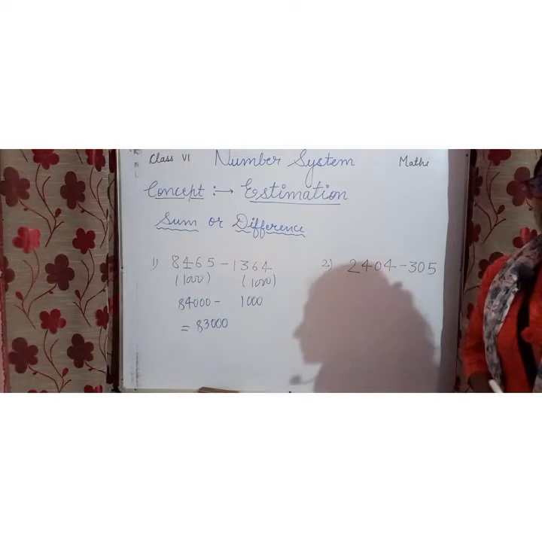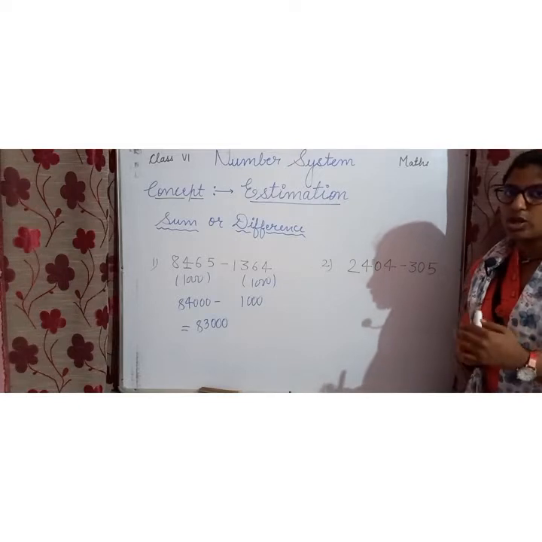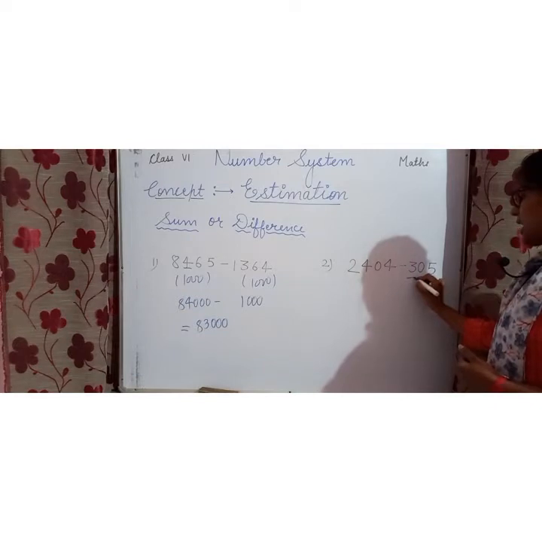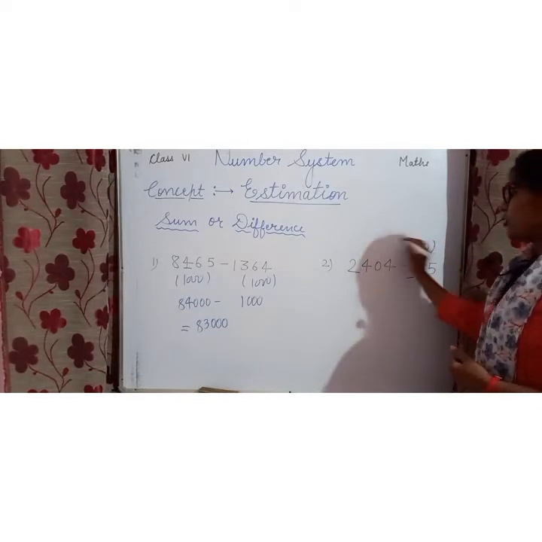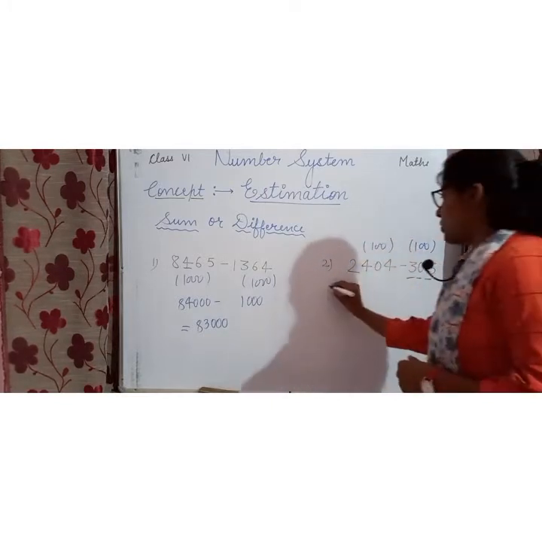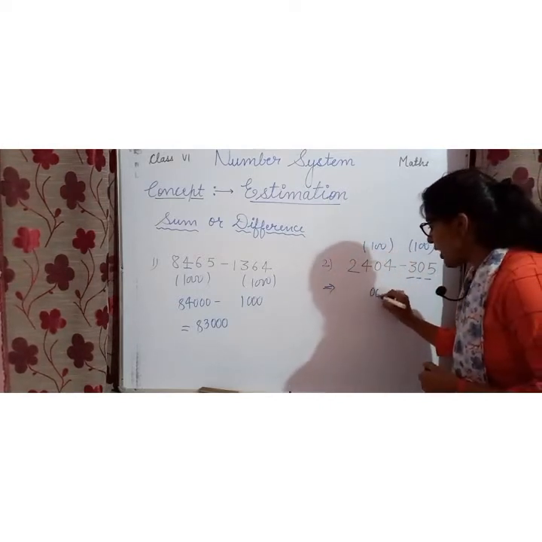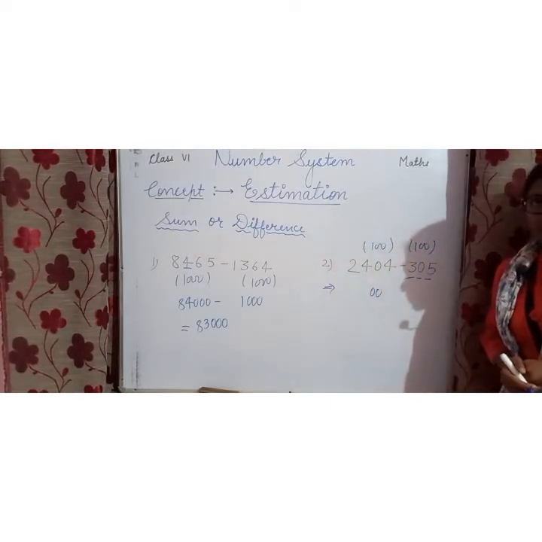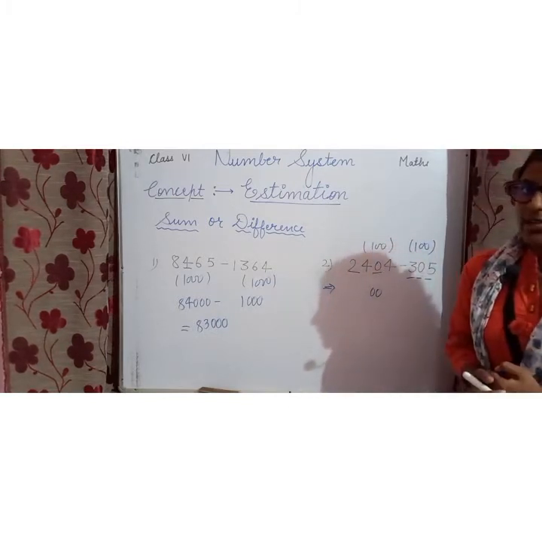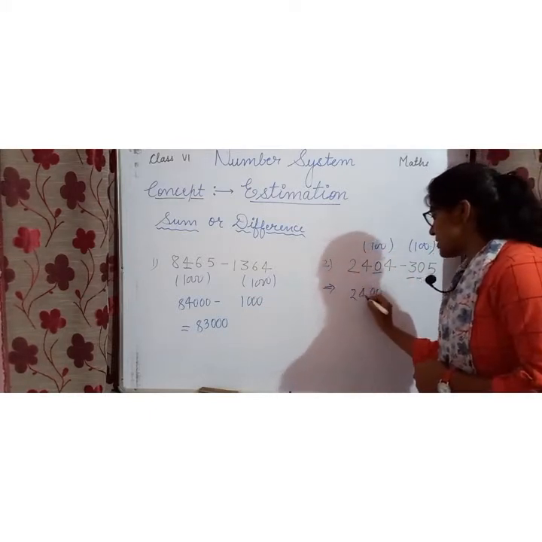2404 minus 305. In both numbers, you can see 305 is the smaller number. So, what is the place value of that number? Ones, tens and 100. So we are rounding off both the numbers to the nearest 100. We are putting 0 at ones and tens place. Now we will check at the tens place: if we have a number lesser than 5, then we will not make any kind of changes. The remaining numbers come as they are.